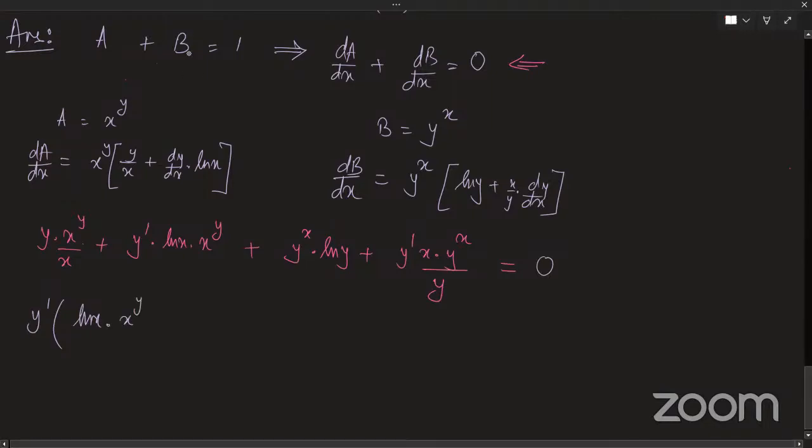Okay, plus x into y raised to x minus 1. Okay, then I've got these two terms that are added plus. So I have got y into x raised to y minus 1. Okay, and over here I have got y raised to x into ln of y. This thing is equal to 0.